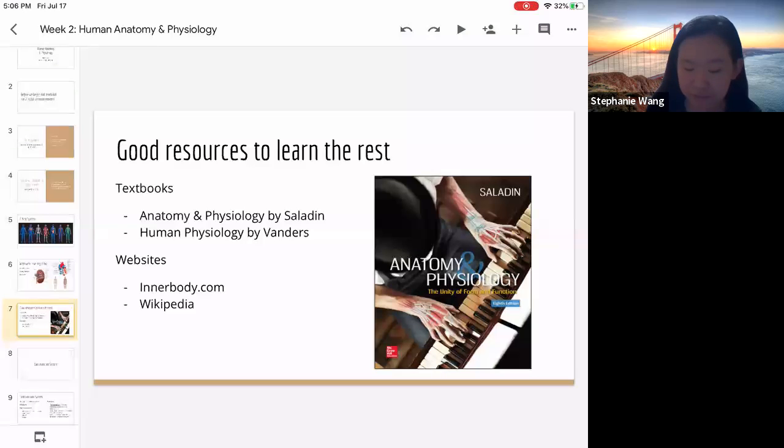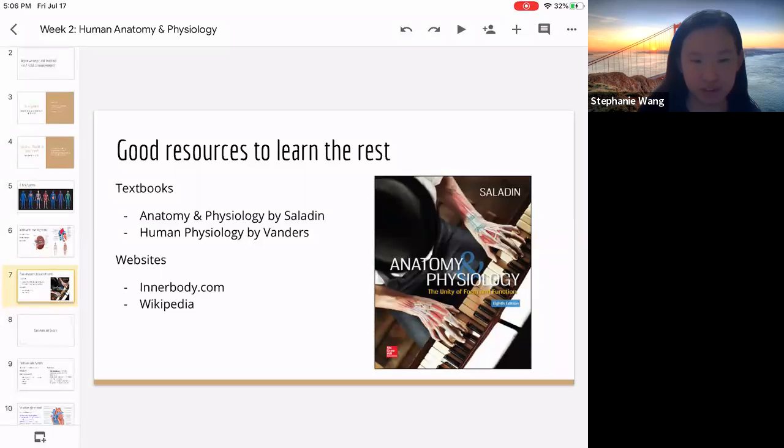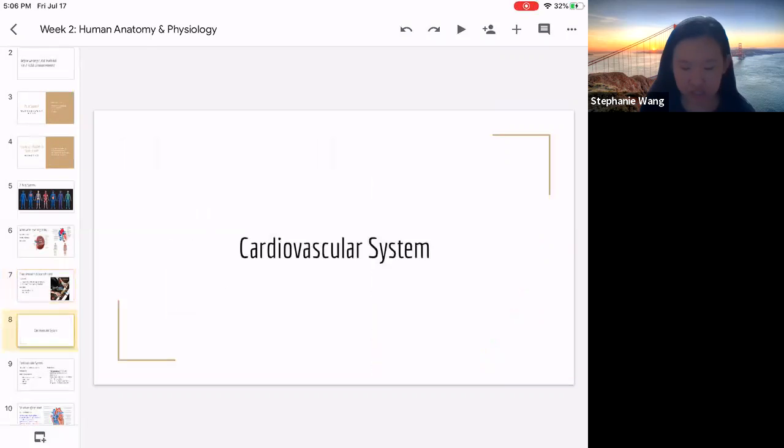Another good one is Human Physiology by Vander, even though this one doesn't cover some of the anatomy-centered ones like muscular and skeletal. And some good websites, if you're a beginner and just trying to learn basic things, would be innerbody.com to learn anatomy, and Wikipedia just to read for fun, basically. Okay, let me check Q&A real quick. Okay, so my book is not good for this anatomy and physiology. Sorry. All right, next we're going to be talking about the cardiovascular system.